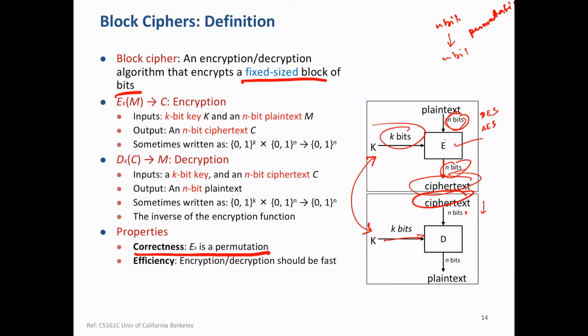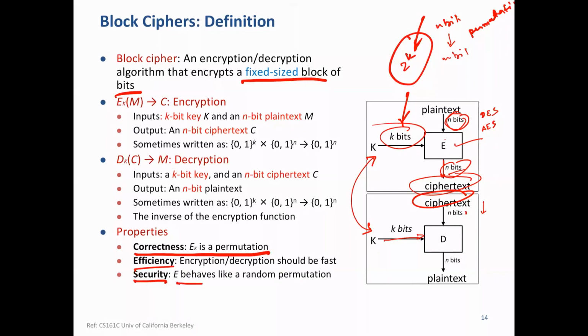So encryption is nothing but a permutation of n bits to n bits, and what permutation we are going to have depends on these k bits. So if there are k bits, obviously the number of mappings from input to output that are possible is 2 raised to the power k. If k is larger, the number of mappings will be more, and it's much more difficult to break. Second, of course, we know that encryption and decryption have to be fast. And third is security: encryption has to behave like a random permutation.